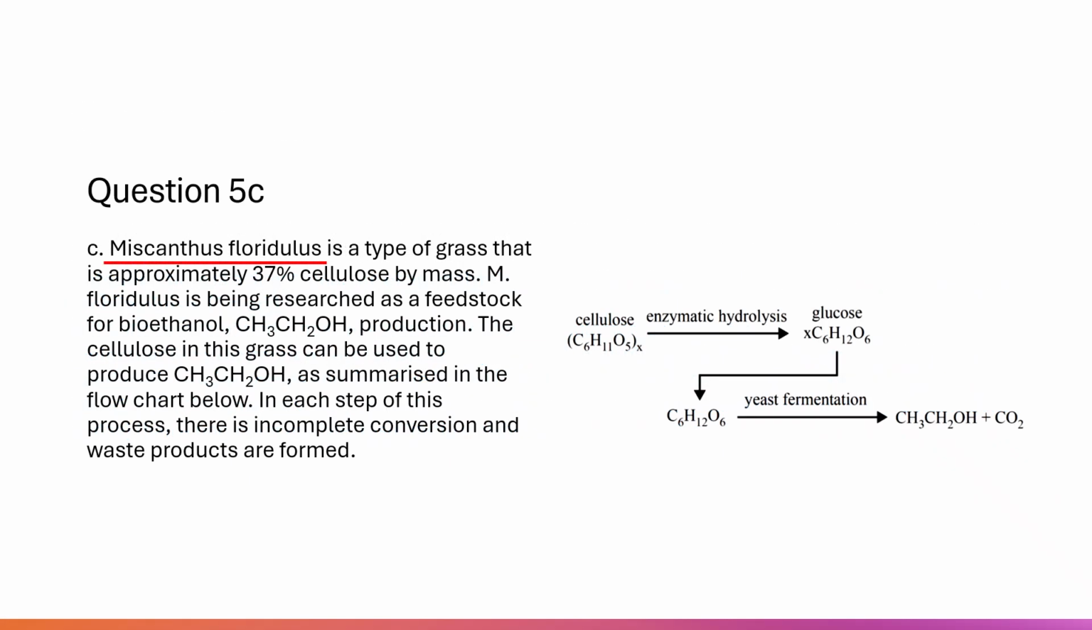Miscanthus floridulus is a type of grass that is approximately 37% cellulose by mass. M. floridulus is being researched as a feedstock for bioethanol, CH3CH2OH, production. The cellulose in this grass can be used to produce CH3CH2OH, as summarized in the flow chart below. In each step of this process, there is an incomplete conversion, and waste products are formed.